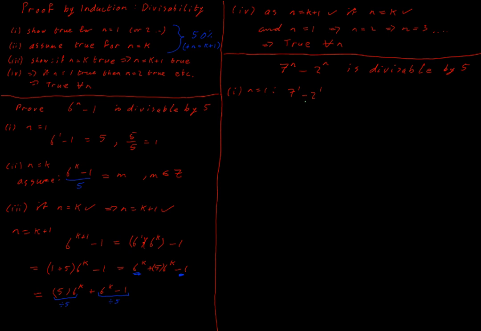So I'm setting n is equal to 1. That's my first step in all of these questions. That's equal to 5, and 5 is definitely divisible by 5. Gives us 1. Same situation as we had last time.